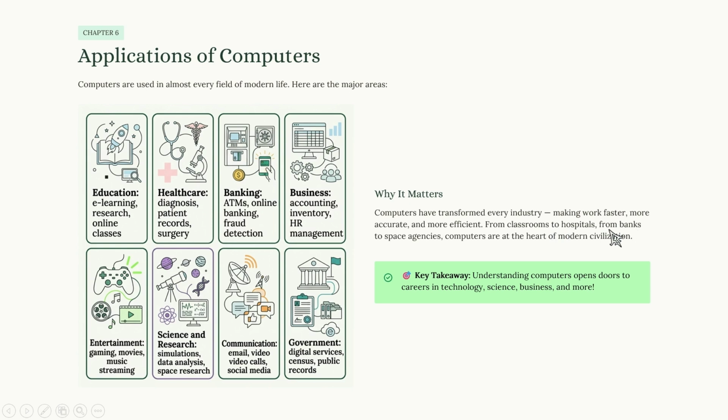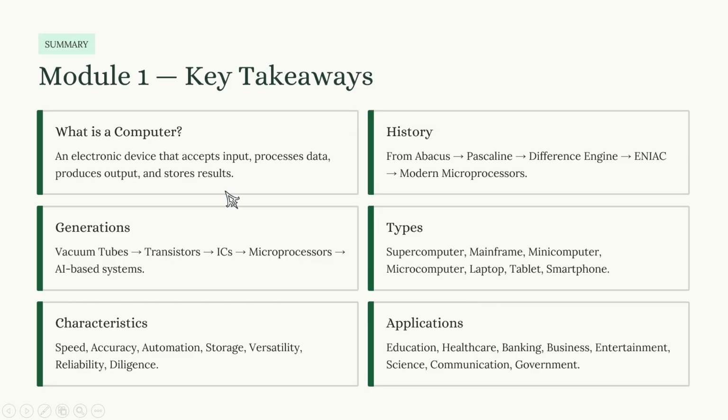Let's quickly revise what we learned today. A computer is an electronic device that accepts data, processes it, and produces useful output. We explored the history of computers from their beginnings to modern artificial intelligence. We learned about the five generations of computers and the technologies that defined each generation. We discussed different types of computers, including supercomputers, mainframes, desktops, and portable devices. We also learned the main characteristics of computers and explored their applications in various fields. This knowledge forms the foundation for all future computer science topics.